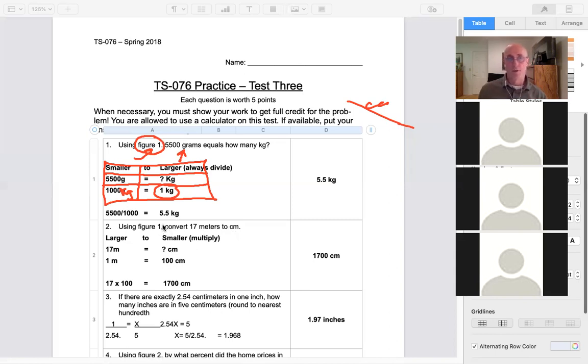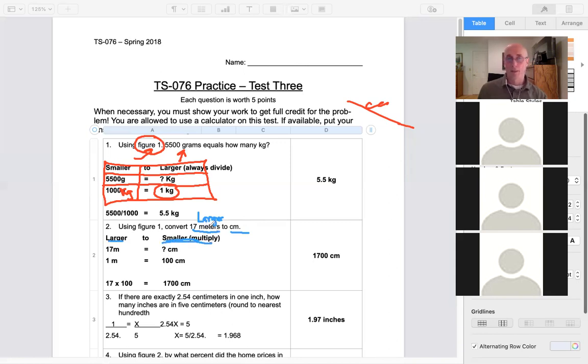So I know that I'm going from meters to something that's smaller. This is a larger unit of measurement, and so we're going from larger to smaller. You just set it up like this.